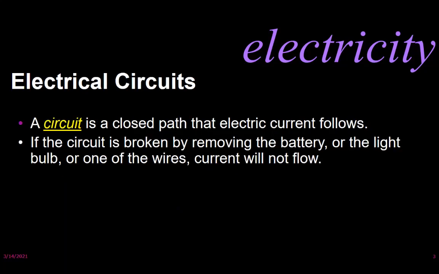Let's jump right in. First of all, we need to make sure we understand what a circuit is. A circuit is simply a closed path that electric current can flow through. If the circuit is broken by removing a battery, the light bulb, or one of the wires, current is not going to flow. This is essentially how a switch works. The switch takes a piece of the wire out and then puts it back in when you turn the switch on. So we can open and close that circuit to allow the electricity to flow through it.